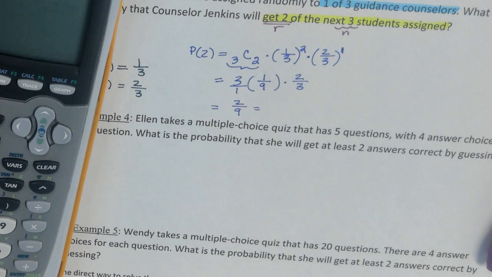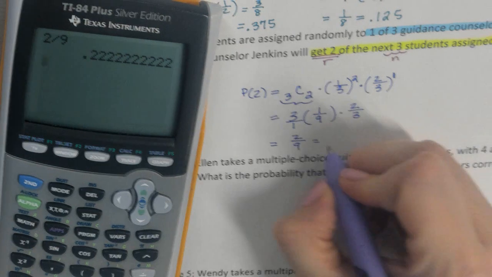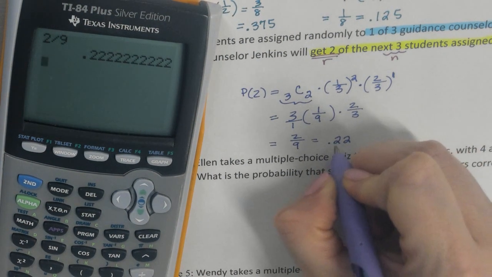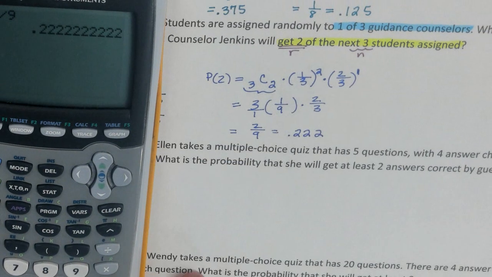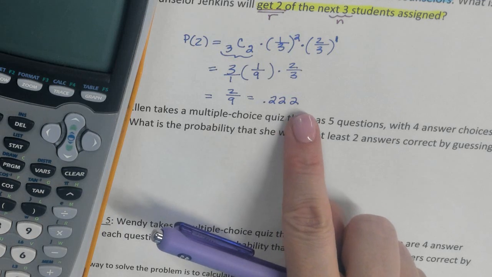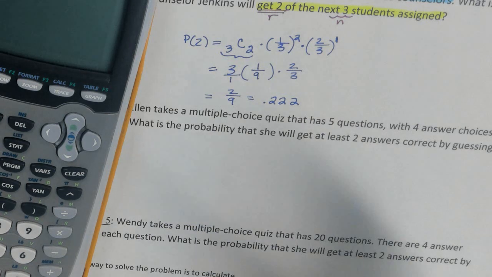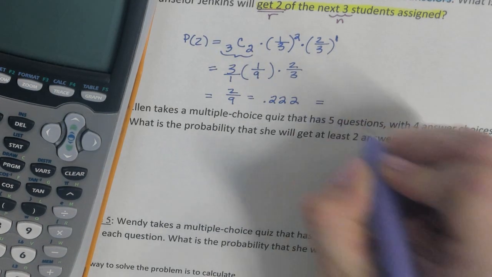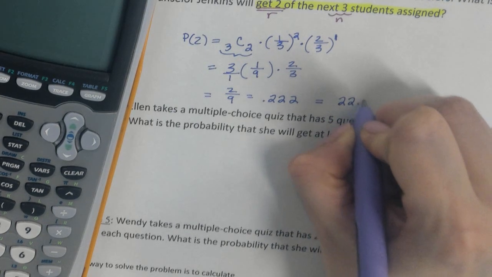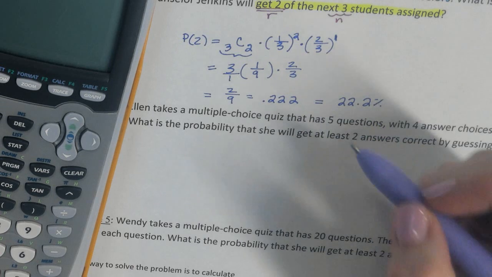And then remember, when we're rounding this, I said you're rounding to the nearest 1/10 of a percent. That's 3 places after the decimal. So 2 divided by 9 is 0.2 repeating. So we're just going to leave it as 0.222. Really, when you're changing it to a percent, how are you guys thinking of that? Are you just thinking of moving the decimal? Yeah, you move the decimal 2 places, and that's because you're multiplying it by 100, because all percents are out of 100. Okay, so there's a 22.2% chance that they'll get 2 of the next 3 students assigned.